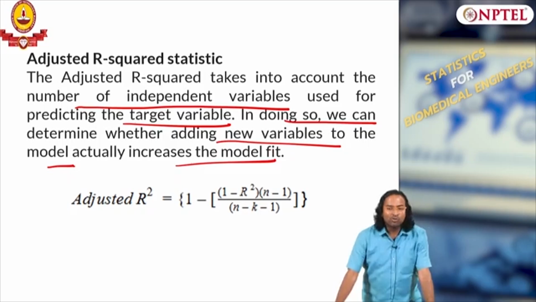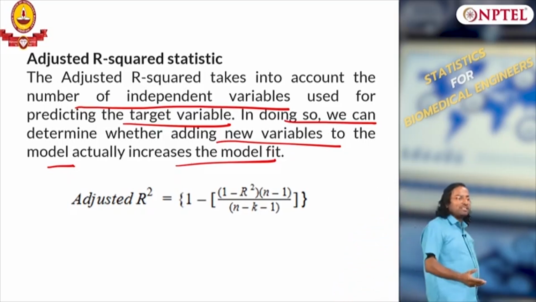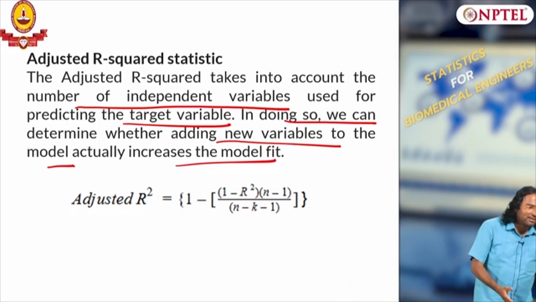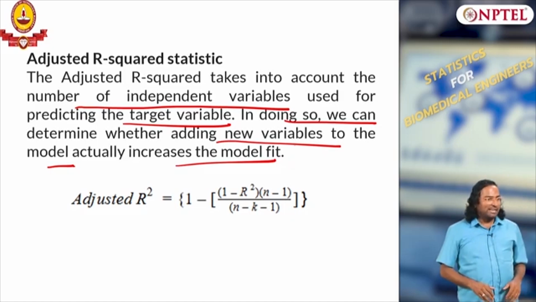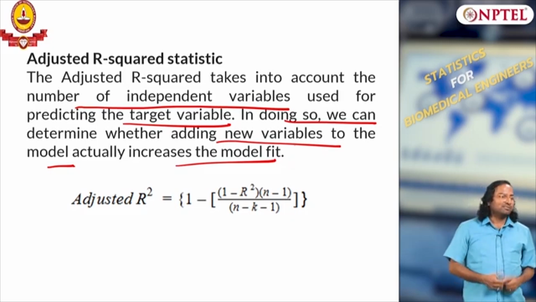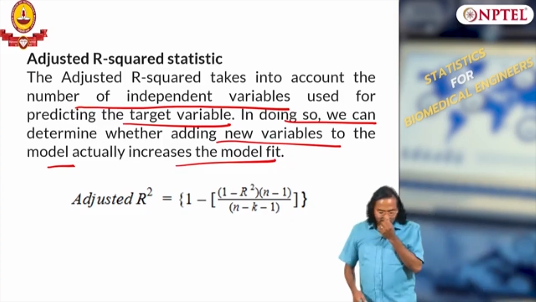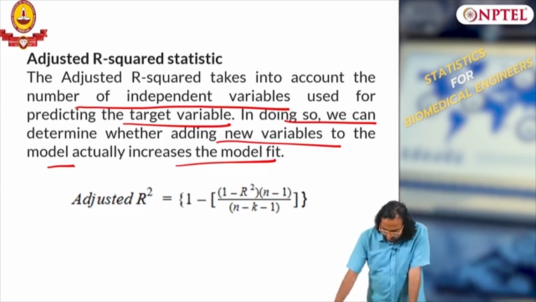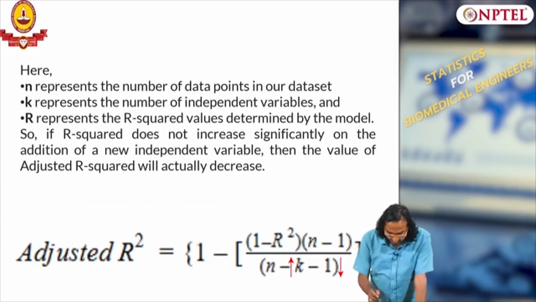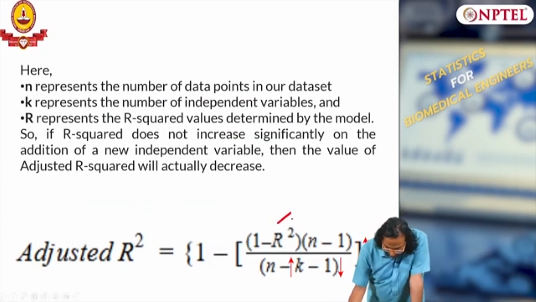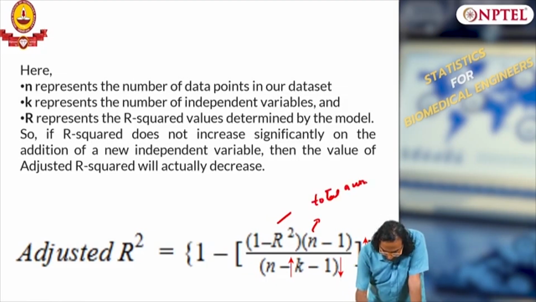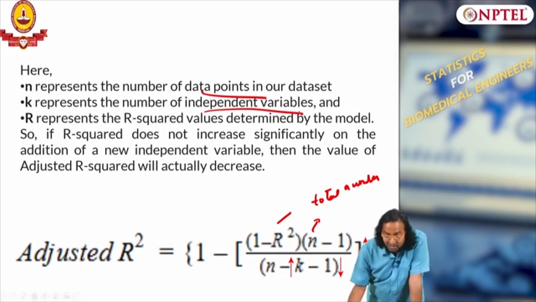Why are you adding a new variable, a new feature? So that you can explain the output better. Is it truly happening or not? That is what we want to know, and that is where adjusted R square helps. If you look at the formula, you have your regular R square, n is the total number of data points, and k is the number of independent variables.